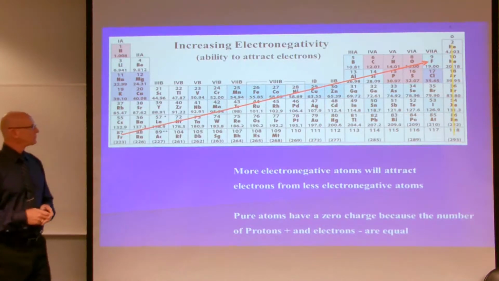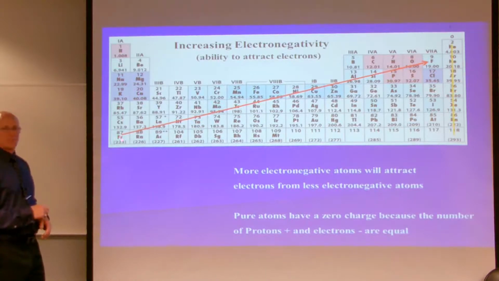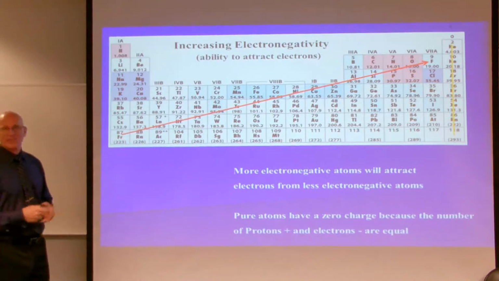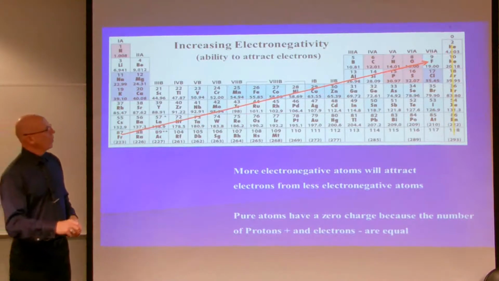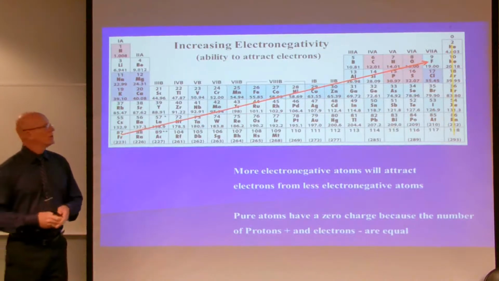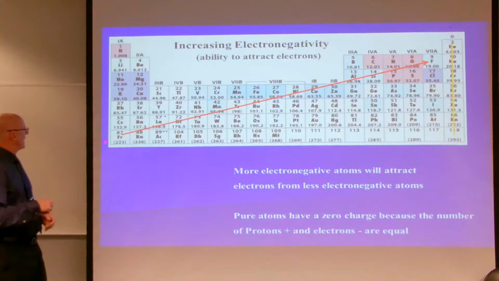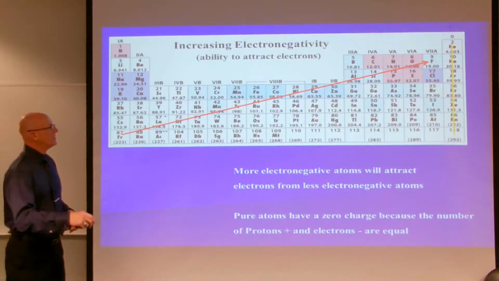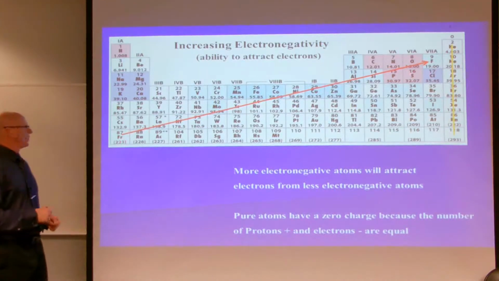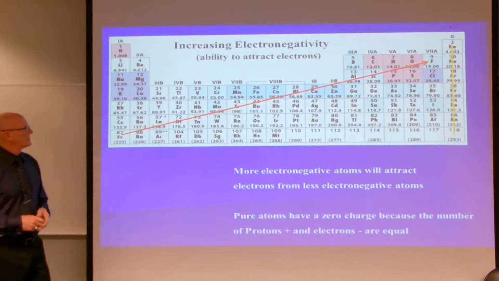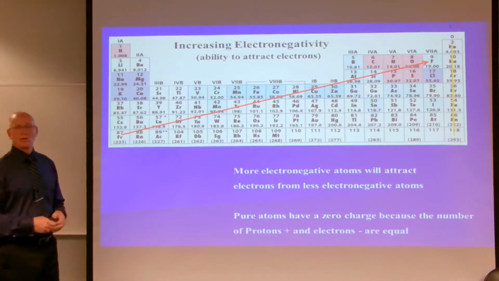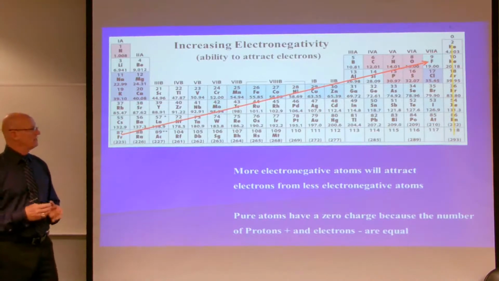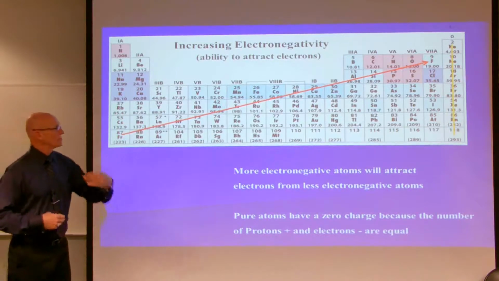Now, for example, this is francium. This was found in France, so they called it francium. This is the least electronegative on this periodic table. And fluorine is the most electronegative. So fluorine will draw the electrons from francium to fluorine. Actually, francium is a radioactive isotope, so that's probably a bad example. So let's use oxygen and nitrogen. Oxygen is more electronegative than nitrogen, and oxygen will draw nitrogen's electrons to it.